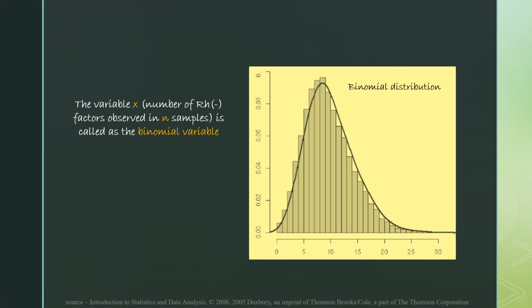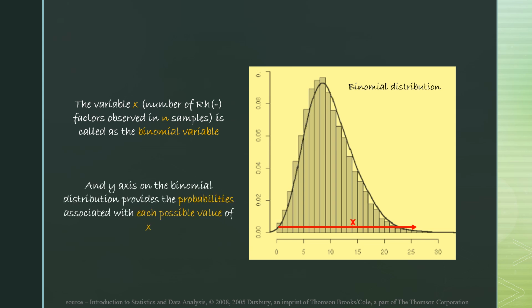An example graphical representation for a binomial distribution is shown here, where the variable x, which in the example case was the number of RH negative factors observed in n samples, is called the binomial variable, and the y-axis on the binomial distribution provides the probabilities associated with each possible value of x.